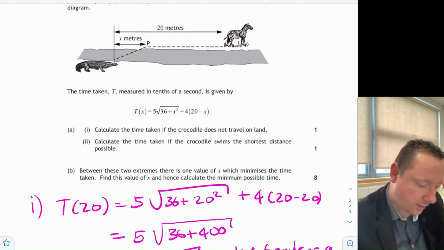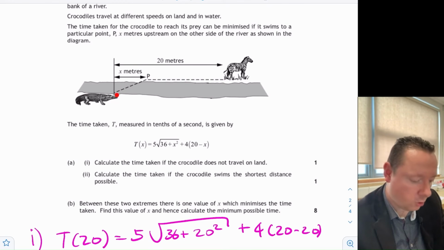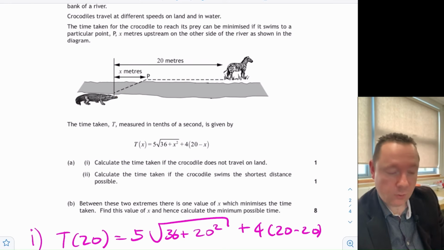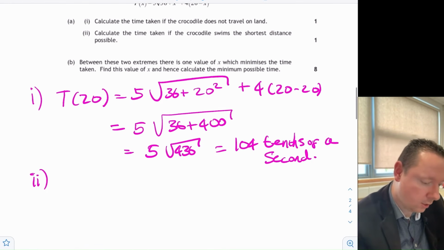Because remember, x is how far he swam basically upstream. So he's not swum anything upstream, he just went straight across and he's gone 20 metres on land. So in other words, x is 0. So for part 2, you just have to substitute x equals 0 into the formula.